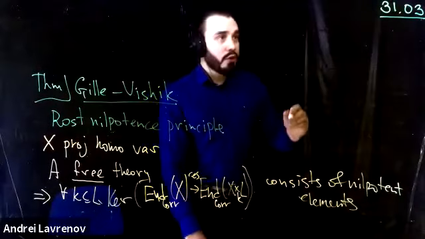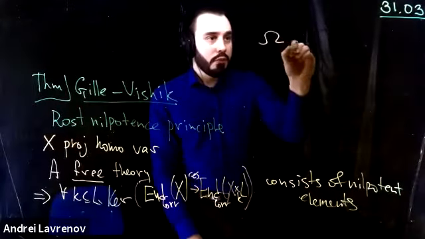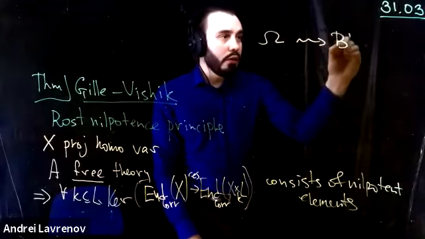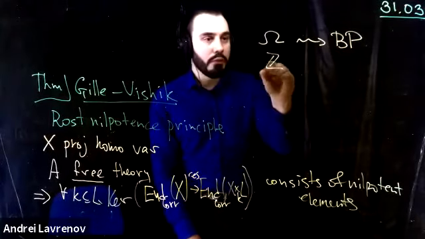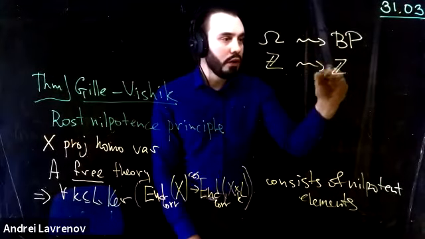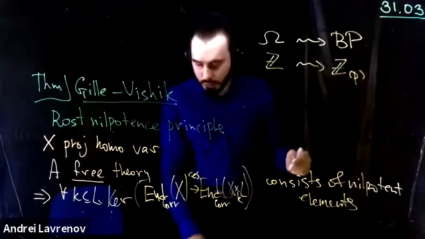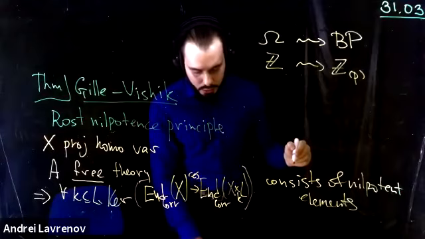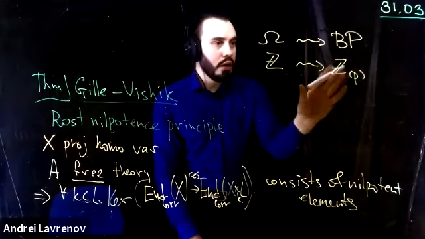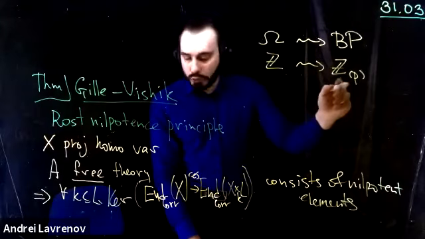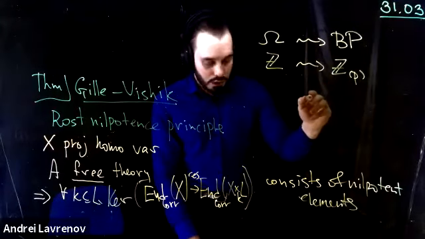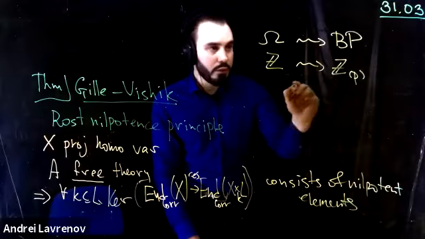So the usual procedure is the following. One passes from omega to BP theory. And this is like when we pass from integers to integers localized at a prime ideal P. Then, due to the theorem of Cartier, any formal group law over a Z_P algebra is isomorphic to a P-typical one.